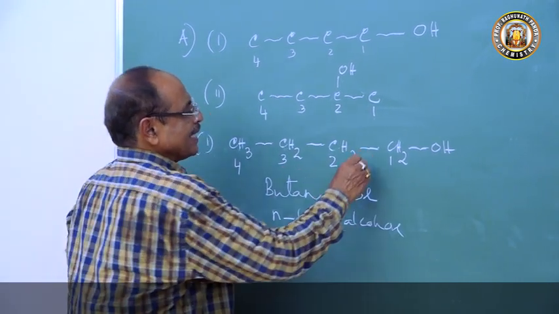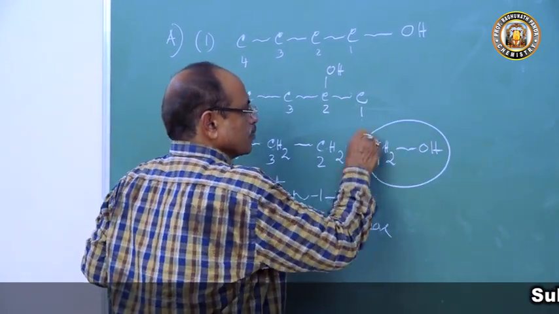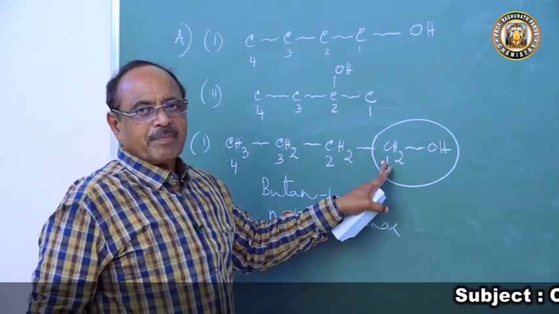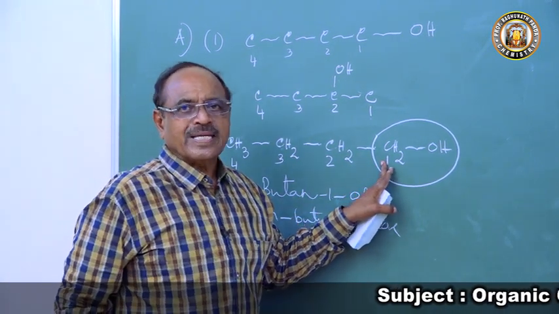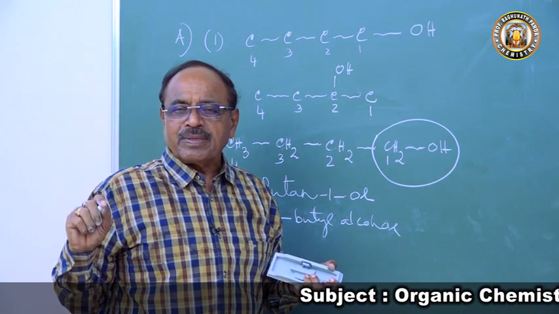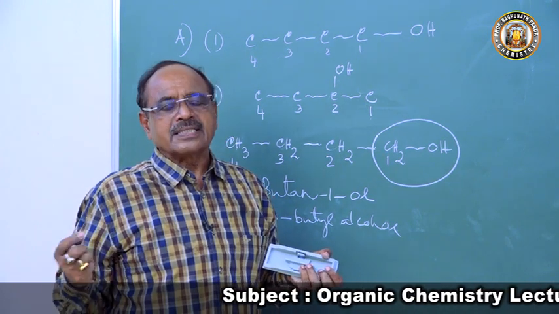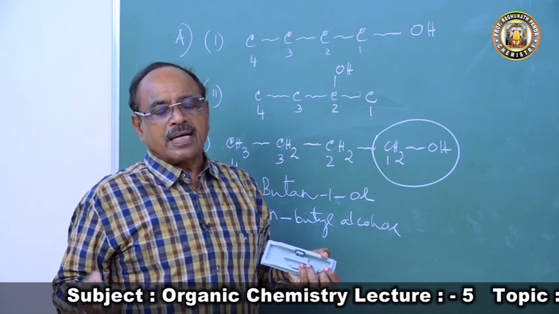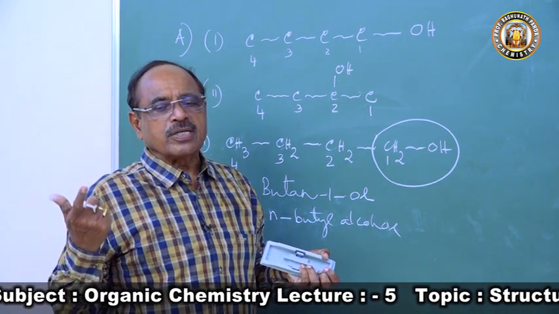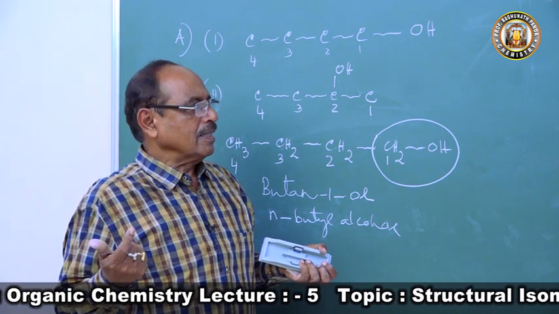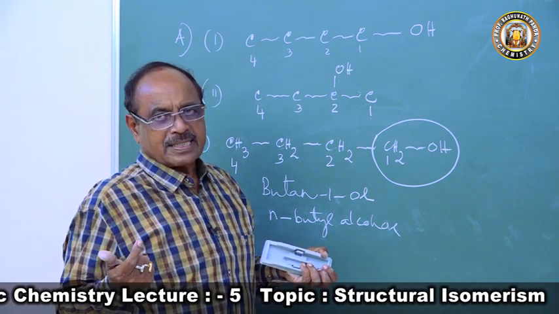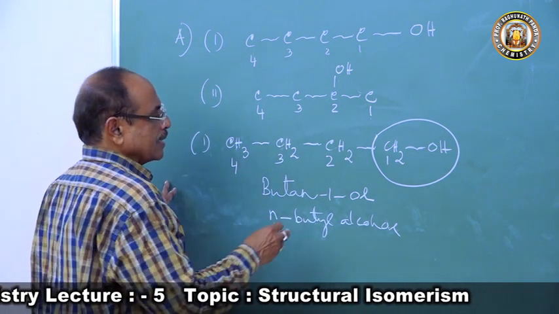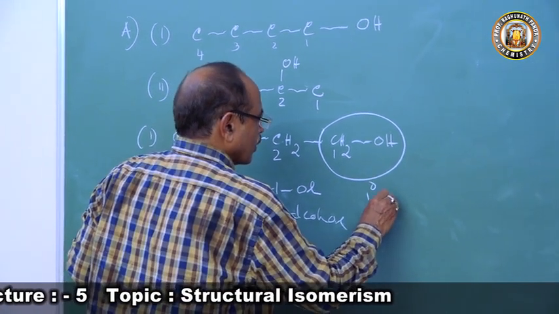Then what? It is a CH2OH group. The CH2OH group is a primary alcohol group. We have read that alcohols can be of 3 types: primary alcohol, secondary alcohol, tertiary alcohol, depending upon the type of carbon atom to which the OH group is bonded. So here it is primary, so it is a 1 degree alcohol.